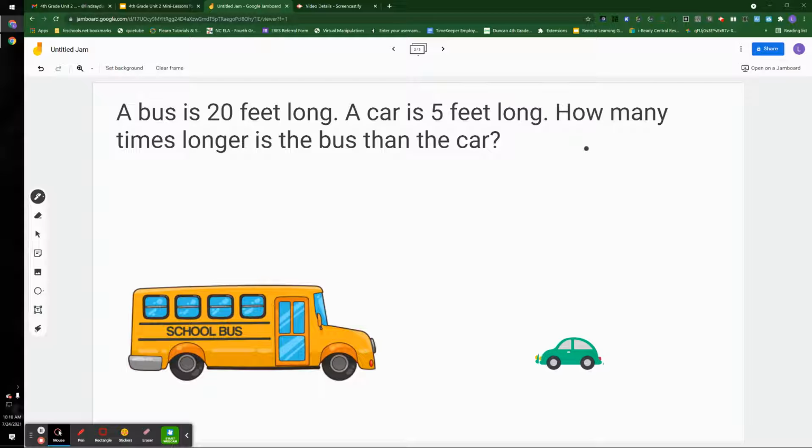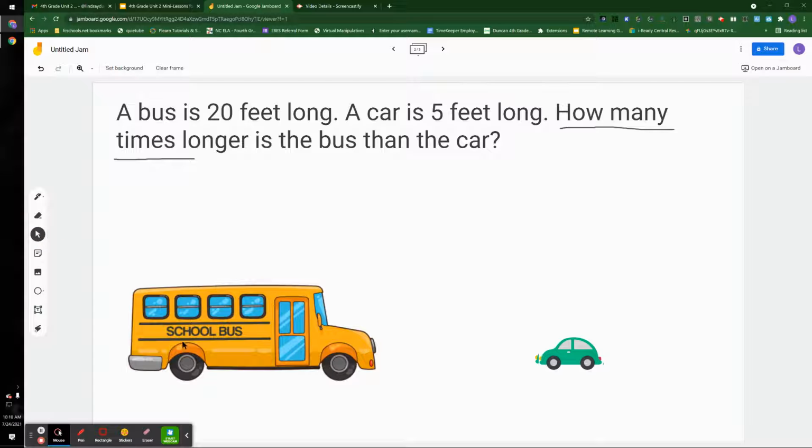This is different than the other two types of multiplicative comparison word problems we've been learning about. This time, we're missing how many times. In the previous two cases, we've been given that multiplier, given how many times. But in this case, we are looking for that missing multiplier. Let's break it down a little bit further.